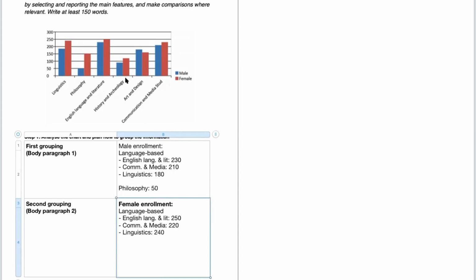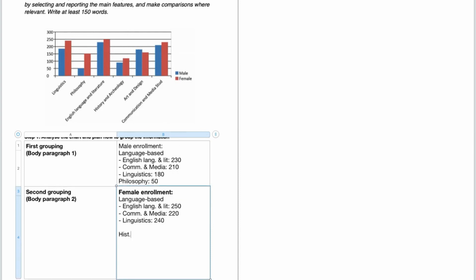Then again, analyzing the trend, I am not really going to talk about philosophy or art and design because again, these are mid-range. Instead, I'm going to look at the lowest, and that seems to be history and archaeology at just over 100, looks like 120 right here. So I'll just say history and archaeology, and again, 120. And there we have it. That is our step 1.